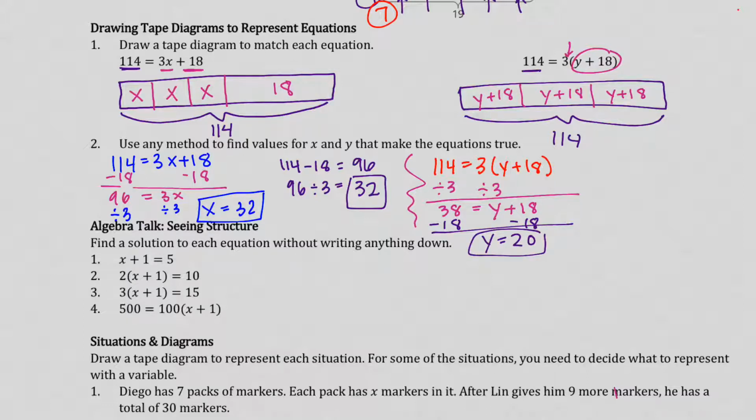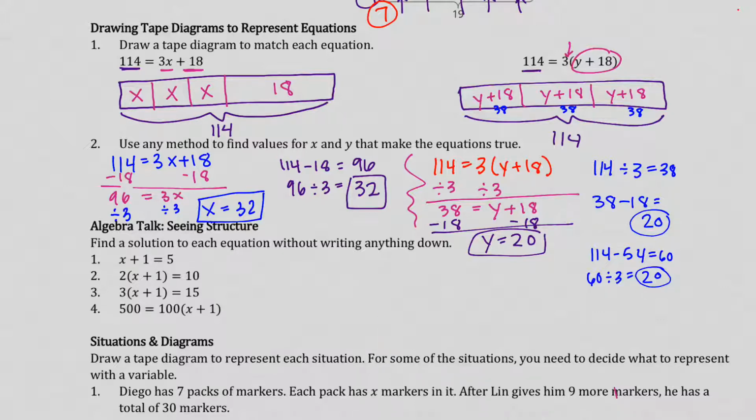Again, you could also do mental math, like 114 divided by 3 is 38, so that tells us each box has to have 38 in it, and then we can do 38 minus 18 to find y, which would be 20. You could have also added all the 18s together and gotten 54, and did 114 minus 54, and gotten 60. And then there's 3 y's, so you just do 60 divided by 3, which is also 20. So there's a few different ways you guys can solve these.